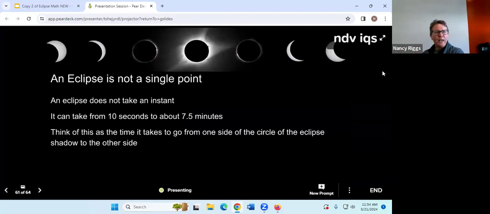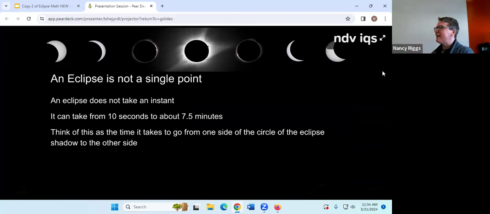And as you might know, an eclipse does not last a single instant. If it was an instant, it would not be nearly as impressive, because you'd have to be looking at just the right moments. Generally, eclipses last roughly about 10 seconds at the shortest. The longest is about 7.5 minutes, a fairly long time there. So think of the time for the eclipse as the time for me to get from one edge of the circle all the way across its diameter to the other side. That's basically how long I'm in that shadow, and so that's how long I will experience my total eclipse.